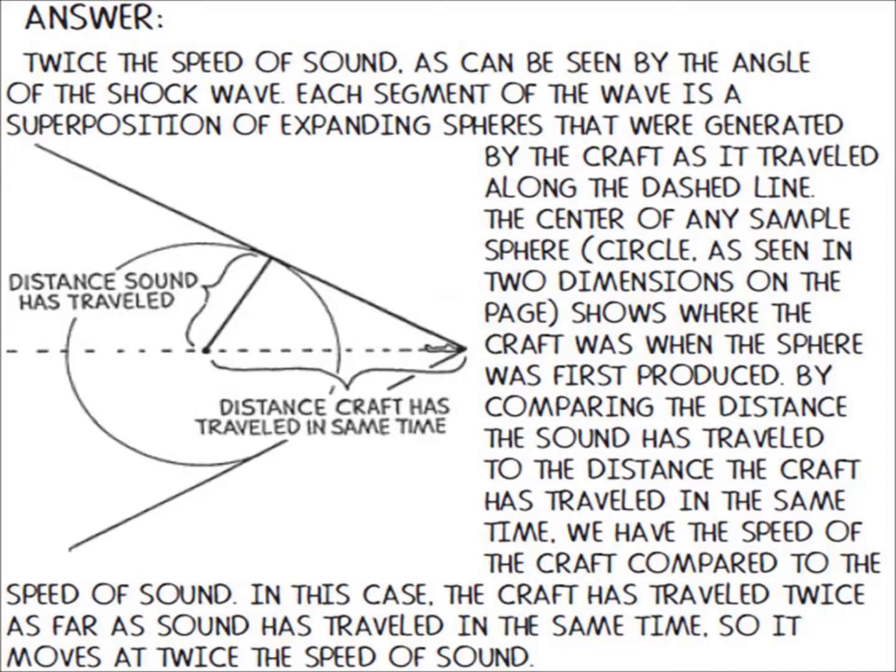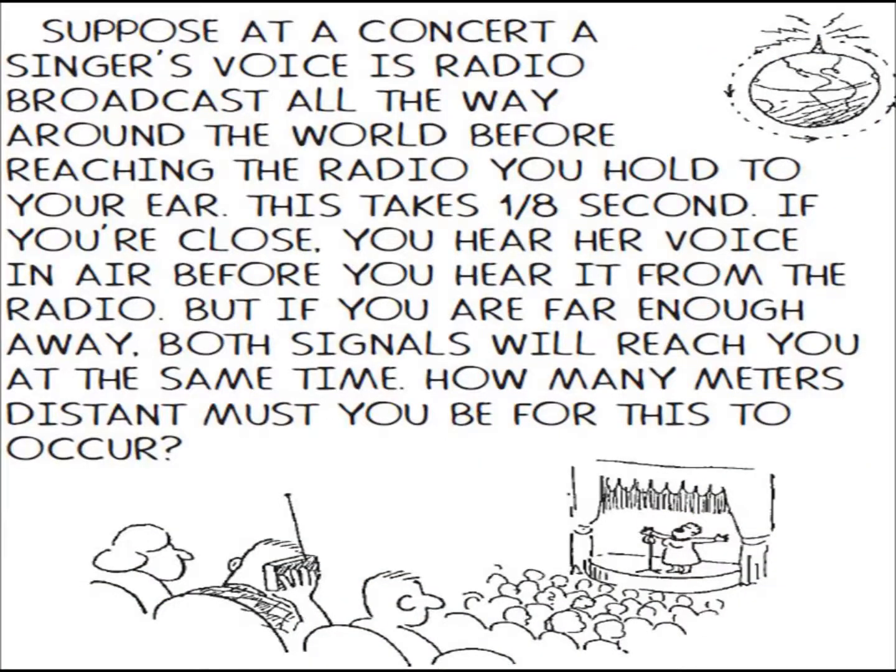The center of any sample sphere, circle, as seen in 2 dimensions on the page, shows where the craft was when the sphere was first produced, by comparing the distance the sound has traveled to the distance the craft has traveled in the same time. We have the speed of the craft compared to the speed of sound, and it's going to be 2 radii. Again, it's going to be 2 radii. So it's going to be 2 times the speed of sound. Okay, next one is a little bit more complicated.